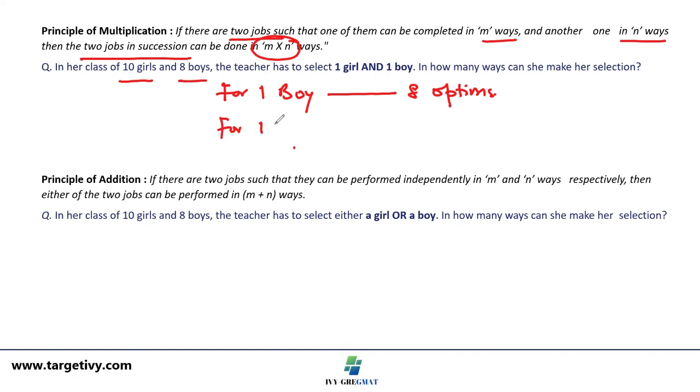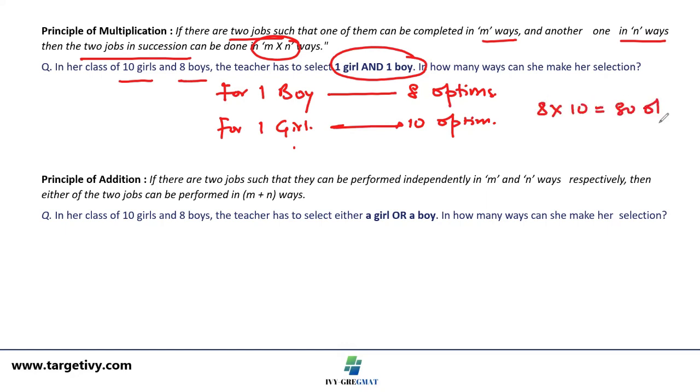For 1 girl, the teacher has 10 options. Clear? So for 1 boy, 1 girl, and 1 boy, it will be 8 into 10. So 80 options are there, or 80 ways in which this can be done.